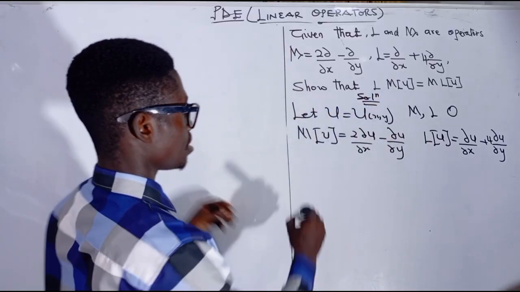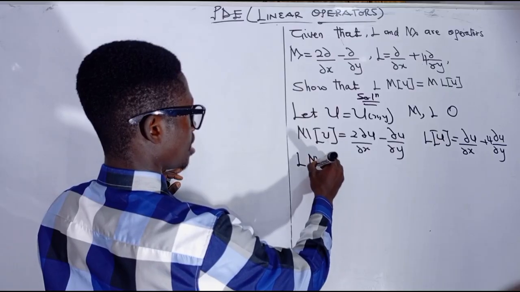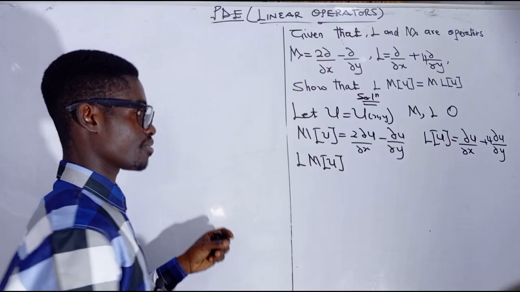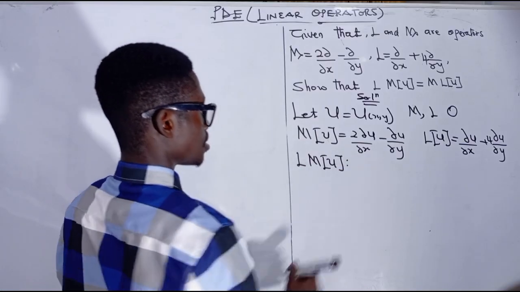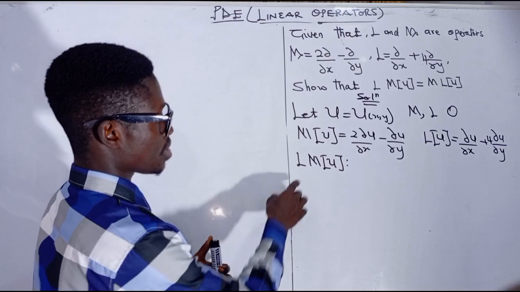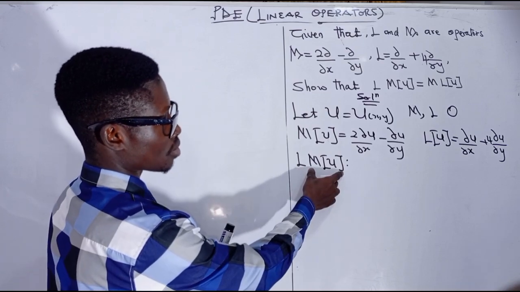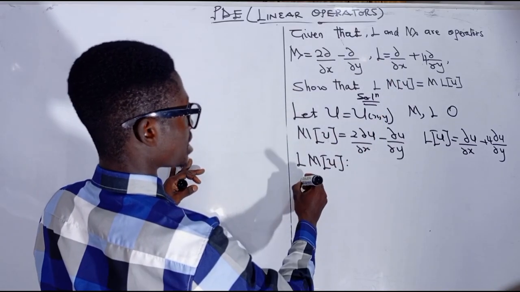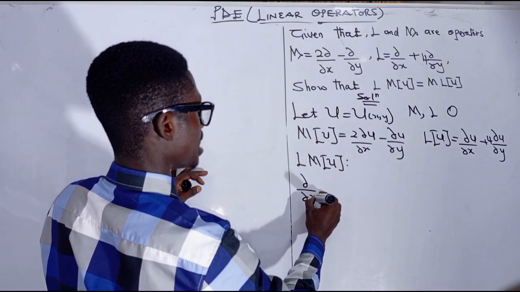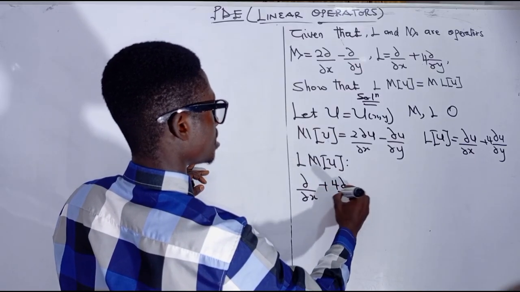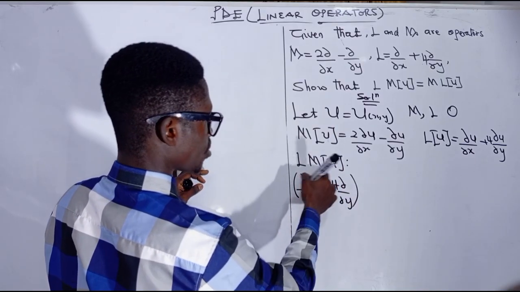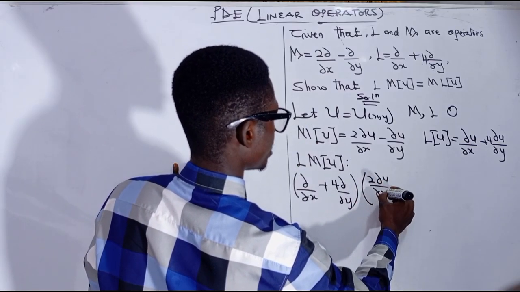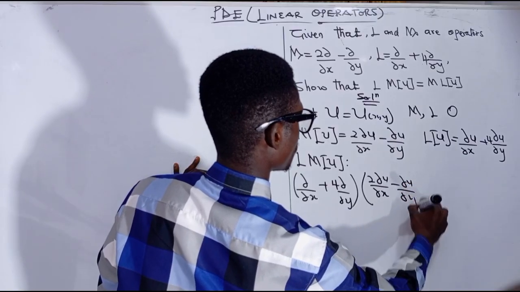Now let's start with the left hand side. Where is it? LMU. That is L operating on MU. We are starting with that first. So L operating on MU means we are going to take the operator and then we put it on MU. So where is the operator L? The operator L is this. So we are going to write it. So we have del x plus 4 del y operating on MU. So this is MU. We are going to have 2 del u del x minus del u del y.